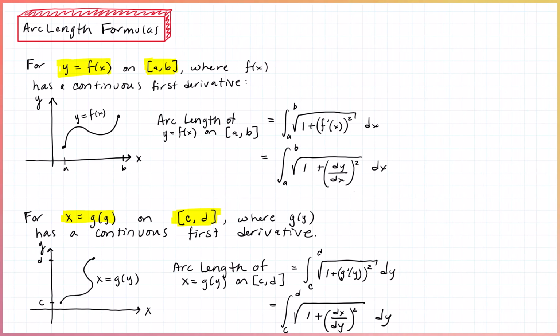And of course, just like with our volume formulas and our area formulas, if instead of a function of x we're given a function of y that has a continuous first derivative and it's along the y-axis from c to d, then we can find the arc length by taking the integral from c to d of the square root of 1 plus g prime of y squared, and this time it's with respect to y, so dy. When we use the Leibniz notation, it will be the derivative of x with respect to y, dx dy, quantity squared dy.